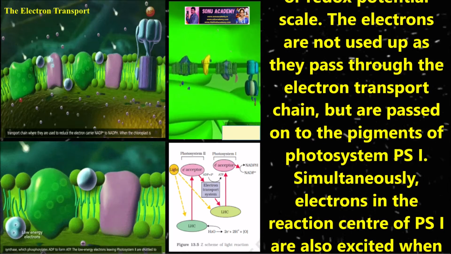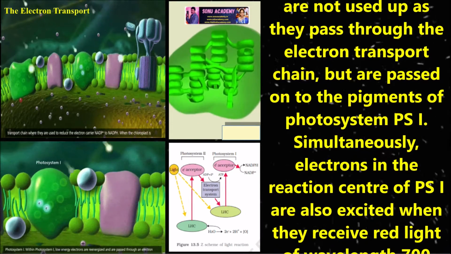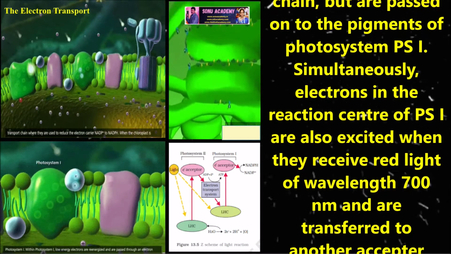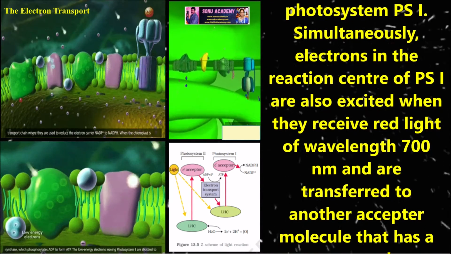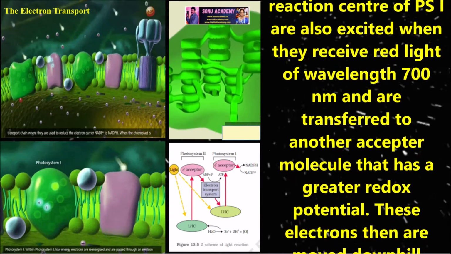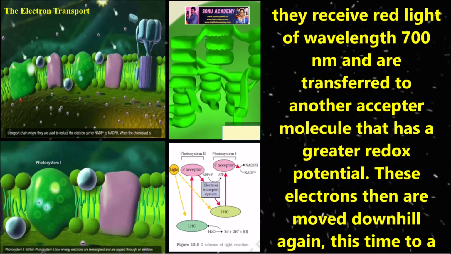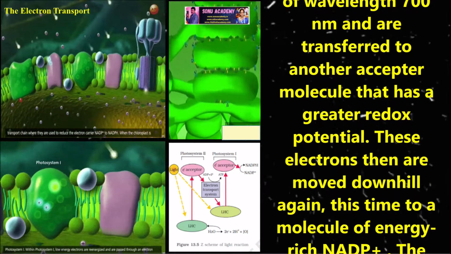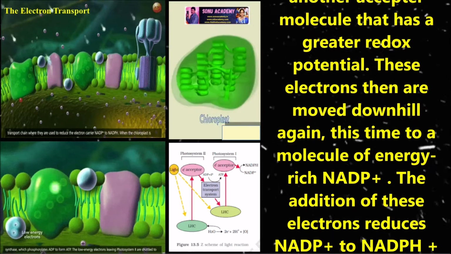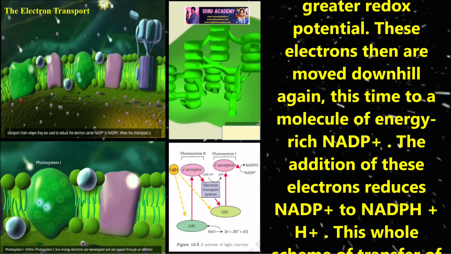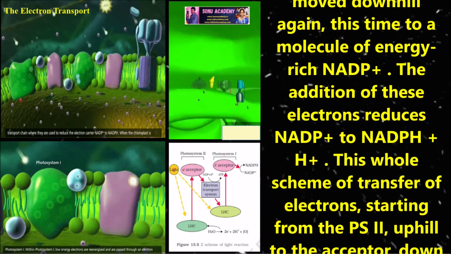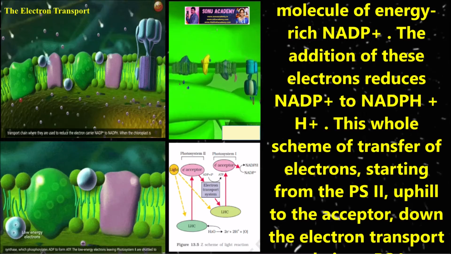The electrons are not used up as they pass through the electron transport chain but are passed on to the pigments of photosystem PS1. Simultaneously, electrons in the reaction center of PS1 are also excited when they receive red light of wavelength 700 nm and are transferred to another acceptor molecule that has a greater redox potential. These electrons then are moved downhill again, this time to a molecule of energy rich NADP+. The addition of these electrons reduces NADP+ to NADPH + H+.